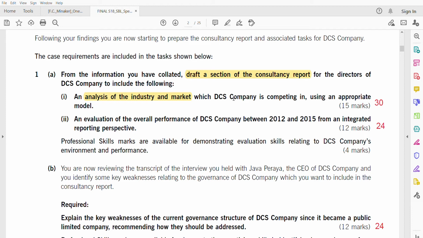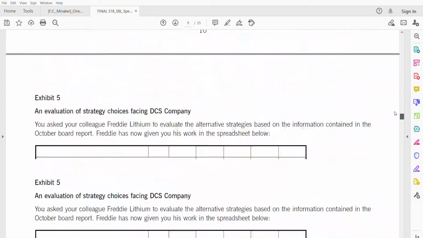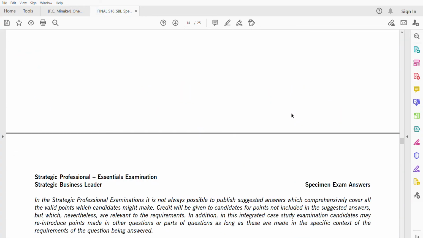So when you have to write an introduction, you can write this report, or the purpose of this report is to analyze the industry and the market of DCS company using Porter's five forces. Done, finished. That's it. Isn't it very simple? Your introduction, you can pick from your question, from your requirements itself. You don't have to think too much about how to write an introduction and which introduction to write. Always use those words from your requirement.